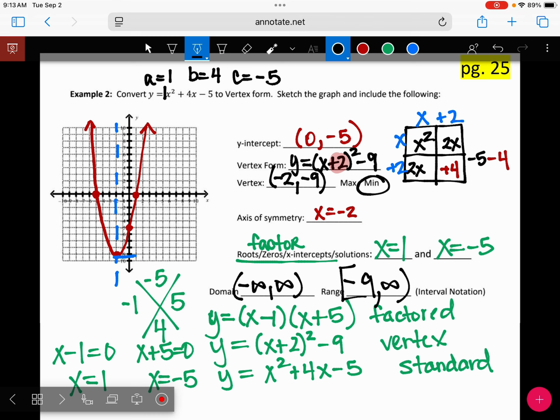All right, any questions? All right, let's look at example 3.